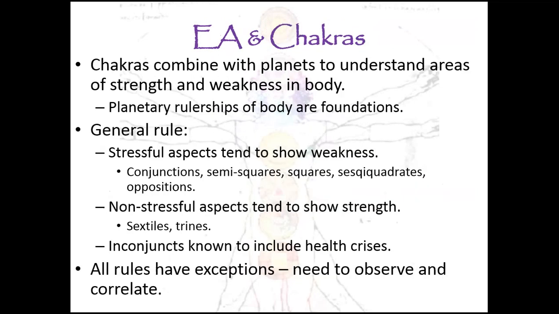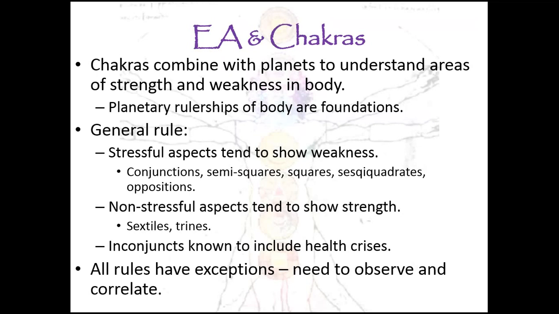Now, when EA looks at the chakra system, and this is coming from the perspective of health and wellness astrology, the chakras combined with the planets to understand areas of strength and weakness in the body. The specific planetary rulerships of the body are the foundations of strength and weakness, and the chakras are a support system. As we go through, again, this series, we'll work with these different chakras with some various charts.